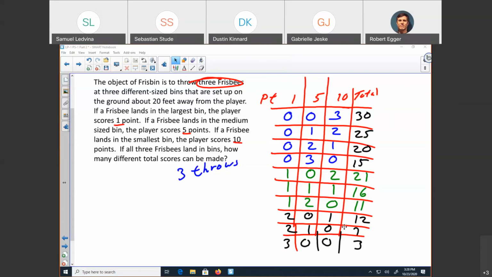So did I miss any combinations? All 10s, all 5s, all 1s, and everything in between. 1 and 2, 2 and 1, 3, 0, 1 and 1, 2 and 0, 1, 0, 0, 0, and 0, 1. So yeah, then you just add them up. So we got 1, 2, 3, 4, 5, 6. Yeah, lose track. 1, 2, 3, 4, 5, 6, 7, 8, 9, 10.